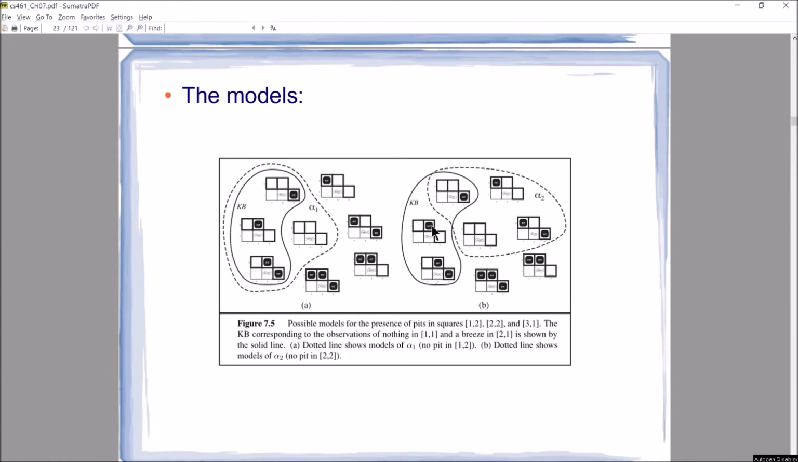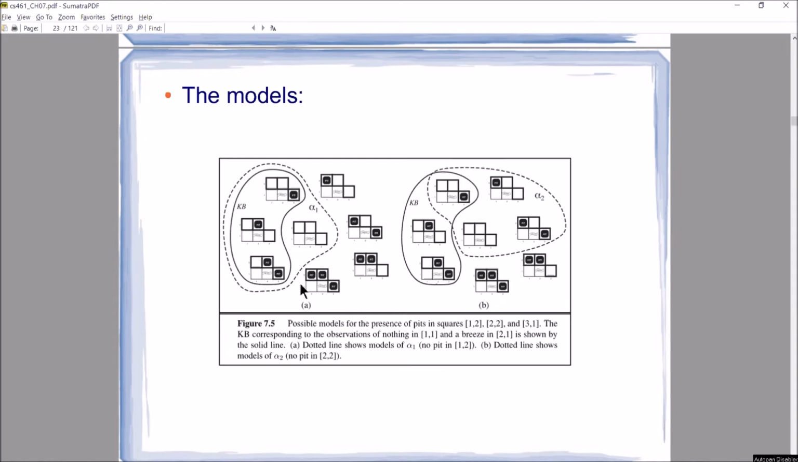So what does that mean, right? These are the possible models, right, of what happens if we've got breeze in 2, 1, everything's inside the solid line, and we know that there's nothing in 1, 1. We've observed nothing in 1, 1. So that's one particular combination of values assigned to variables, okay? Where each variable is basically one of these squares, right? All right, so the dotted line shows models of sentence alpha sub 1, which is to say there's no pit in 1, 2.